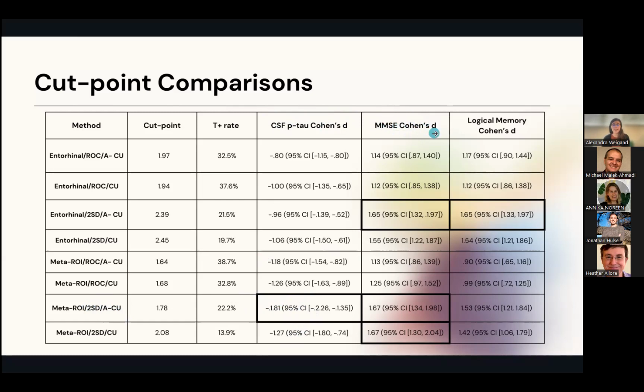For Mini Mental State Exam, or MMSE, we can see that a few of the different cut point methods perform pretty similarly. And again, that meta-ROI 2 standard deviations above the amyloid negative cognitively unimpaired group was performing pretty well. And here for logical memory score, the highest Cohen's d was looking at the entorhinal cortex. But again, that same analytic method of looking 2 standard deviations above the amyloid negative cognitively unimpaired group.